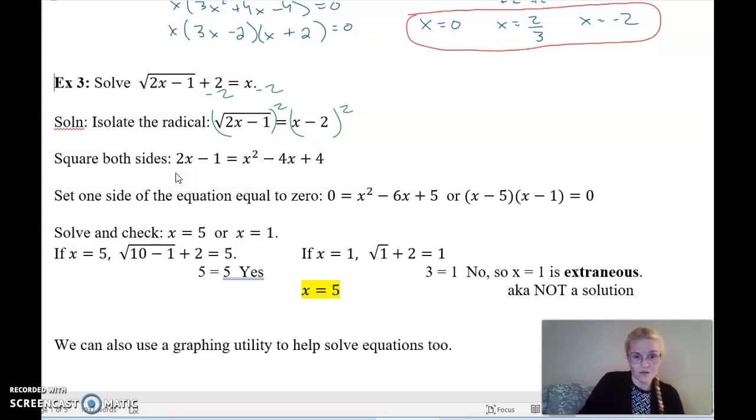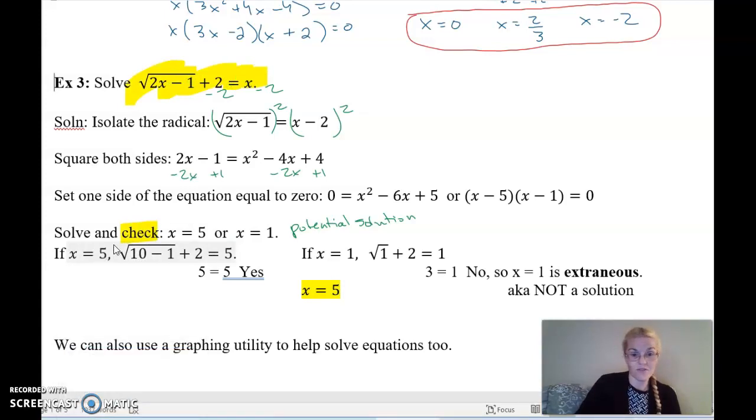Again, set everything equal to 0, so I'm going to subtract 2x and add 1 to both sides, and that's going to give me x squared minus 6x plus 5, which factors very nicely, and I end up with 2 potential solutions. They are only potential at the moment because they may or may not actually be true solutions of our original equation right here. So we go back and we check.